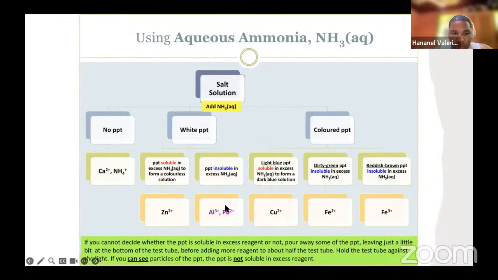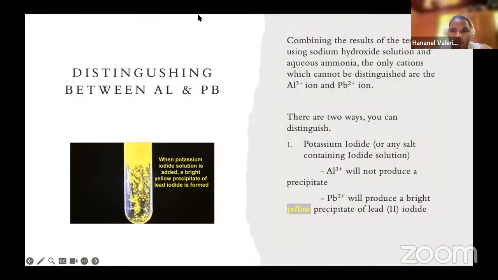But now the issue is having to determine between aluminum and lead, which you're going to come to. Aluminum and lead give similar results for both the tests, and we have to find a way to distinguish them. So there are two options we have. I present to you the first option, which is the easier one to remember: to use potassium iodide or any iodide containing salt. So anything that contains iodide.